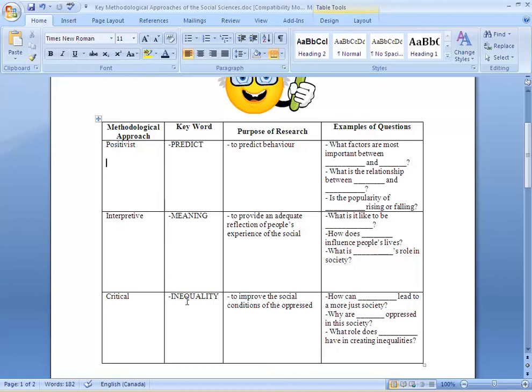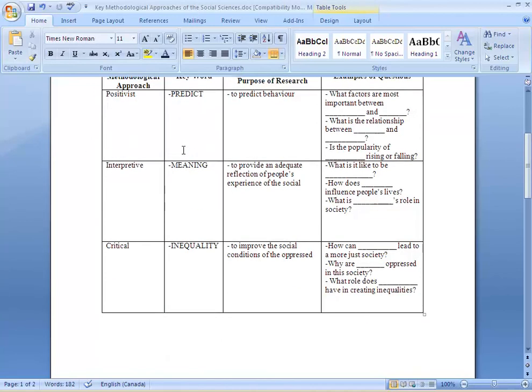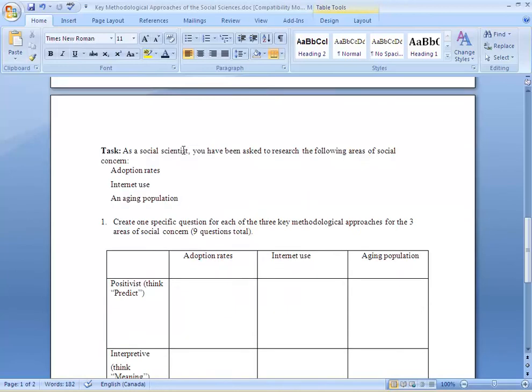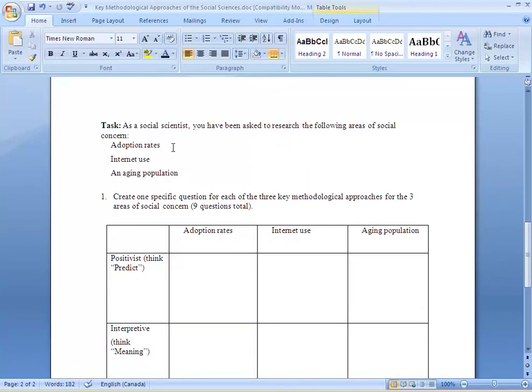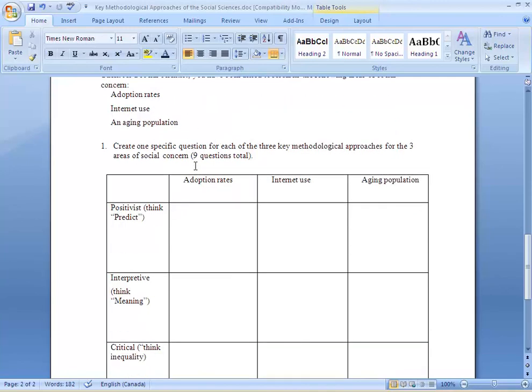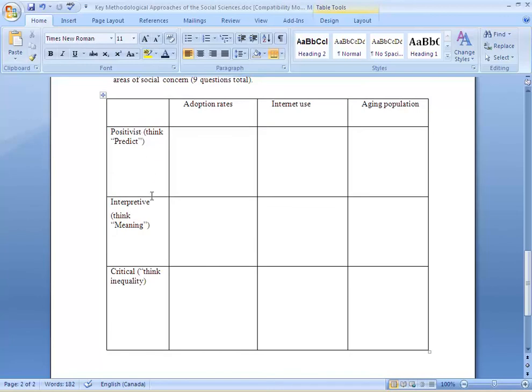Okay, so when you think critical, think inequality. When you think interpretive, think what is the meaning. And when you think positive, think predict. So we're going to look at 3 different social concerns, I don't know if I should have said social concern, but maybe something worth studying: adoption rates, internet use, and an aging population. So we're looking to create questions that a positivist would ask, an interpretive would ask, and a critical methodologist, critical scientist, I guess, would say.